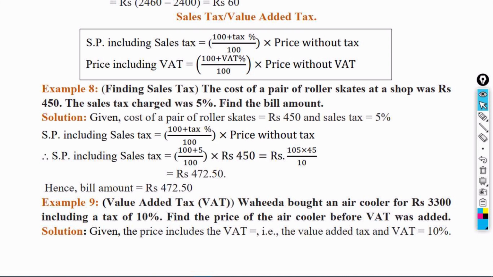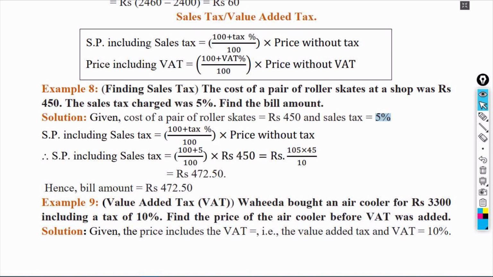The cost of a pair of roller skates at a shop was rupees 450. The sale tax charged was 5%. Find the bill amount. Now, without tax, the price is rupees 450 and sale tax is 5%. It is given. Now, use this formula.